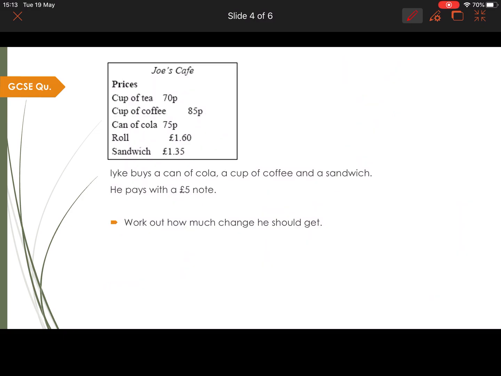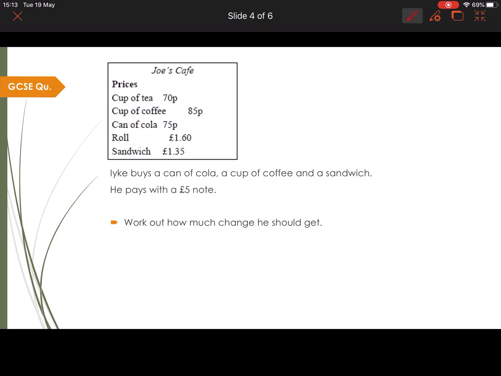Here is a GCSE style question. You have a list of ingredients that are available to purchase from Joe's Cafe, and you are told that Ike buys a can of cola, a cup of coffee, and a sandwich. He pays with a £5 note, and you need to work out how much change he should get. Have a go, and when you're ready for the answer, press play.